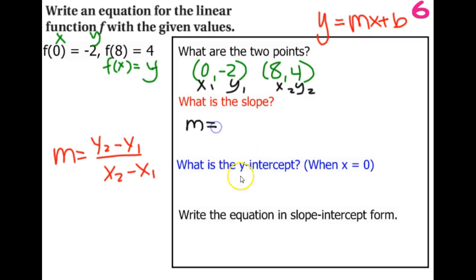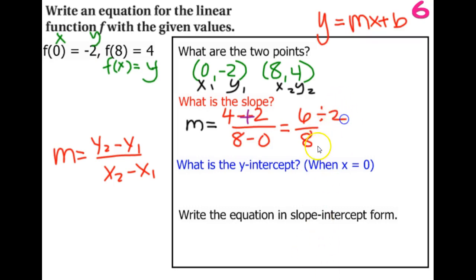So I'm going to label my points x, y first point, x, y second point, and plug it in. So y2 is 4 minus y1, which is negative 2. Those two negatives make a positive. Then on the bottom, x2, which is 8, minus x1, which is 0. So we have 4 plus 2 is 6. 8 minus nothing is still 8. But we can simplify this. I know I can divide these both by 2. And that will give me 3 over 8 divided by 2, which is 4.